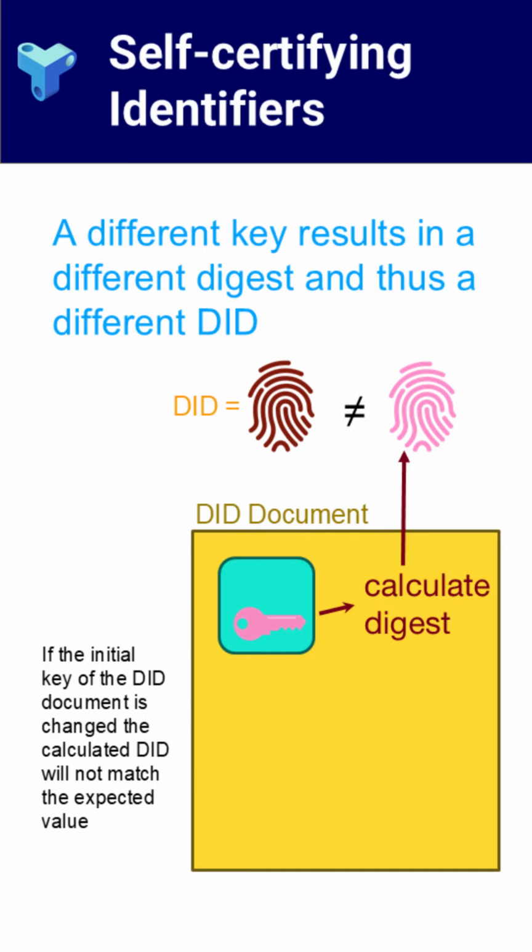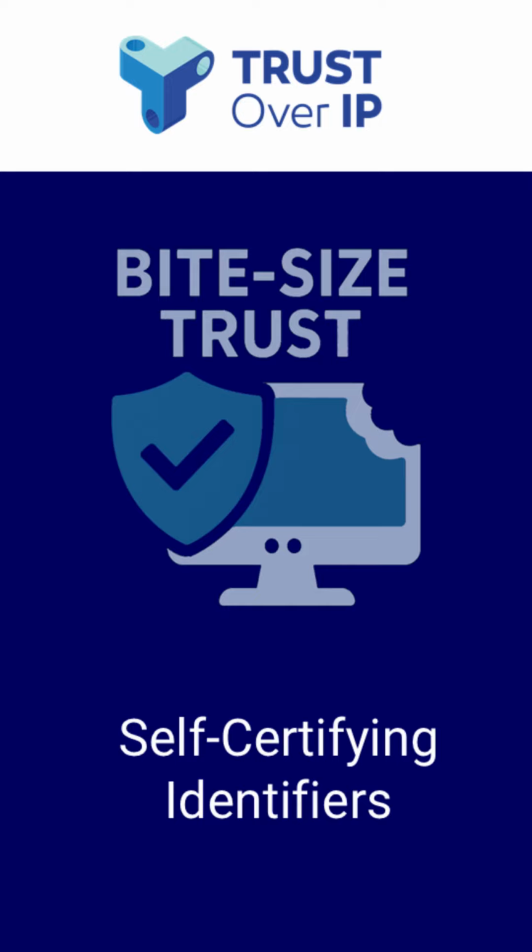DID WebVH and DID WebS both use these kinds of identifiers. In other words, the identifier certifies itself. It's tied to the cryptographic material at its core, and that makes it secure, verifiable, and tamper-evident, just the kind of identifier we need in a decentralized world.